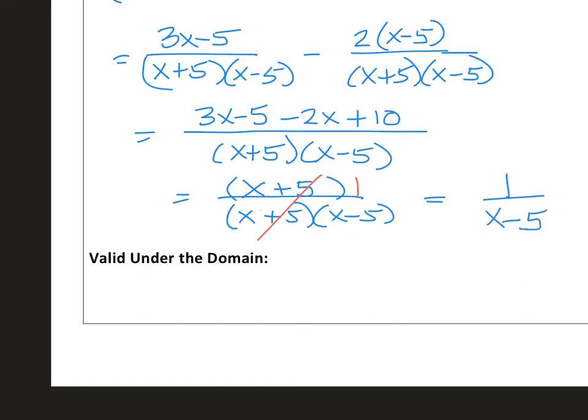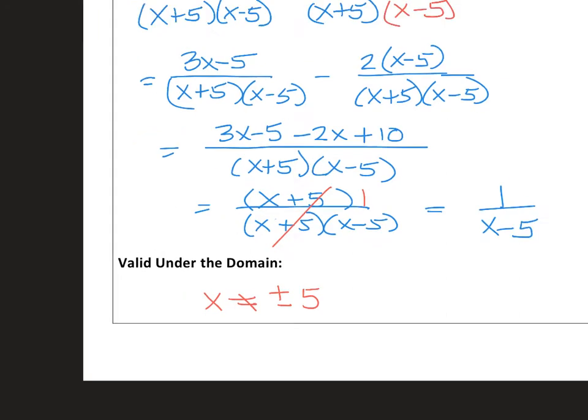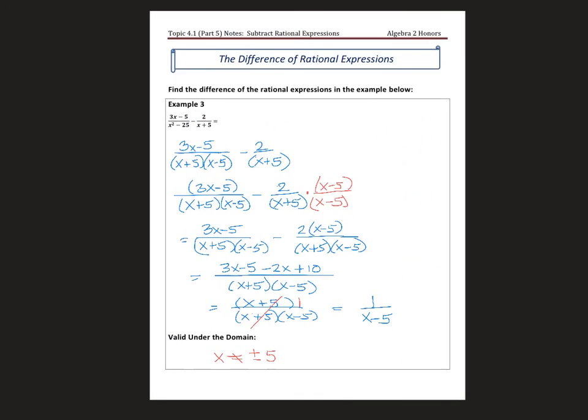And for our restricted domain, we can see that x cannot equal either positive or negative 5, as both would cause a 0 in the denominator. Okay, in this video, we use the same skills that we did in the previous video, finding a common denominator with rational expressions and taking the difference between those expressions.